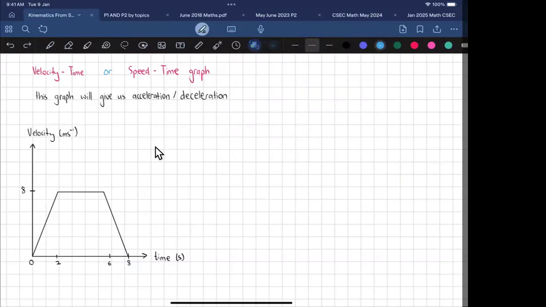So let me explain what's going on. You see this positive gradient there? What that means is our velocity is increasing, it's increasing, it's increasing until we reach the maximum here. So how much time did it take me to reach my maximum velocity? 2 seconds. And what was the maximum velocity reached? 8. So what is your acceleration then?